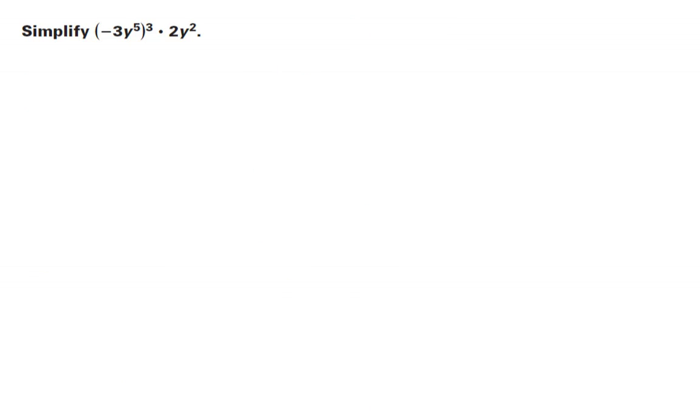Okay, here's an example where we're going to actually apply a lot of those different properties in one problem. First, I'm noticing this little 3rd power here to the 3rd power. So negative 3 gets raised to the 3rd power. And this y to the 5th gets raised to the 3rd power, so I have to multiply those exponents. So that's y to the 15th times 2y squared.